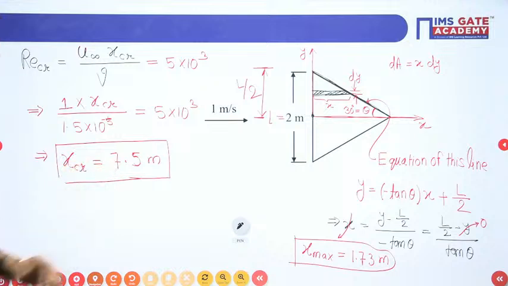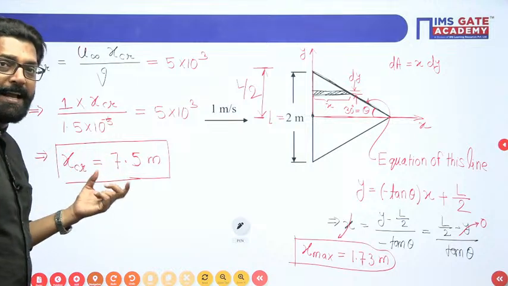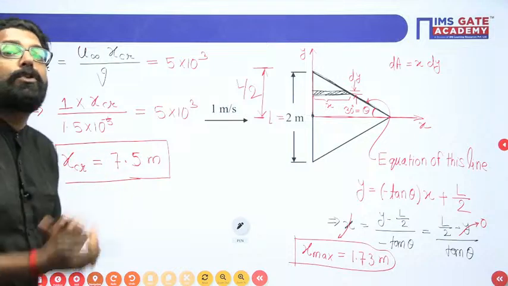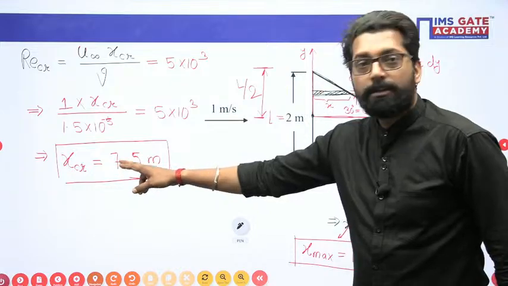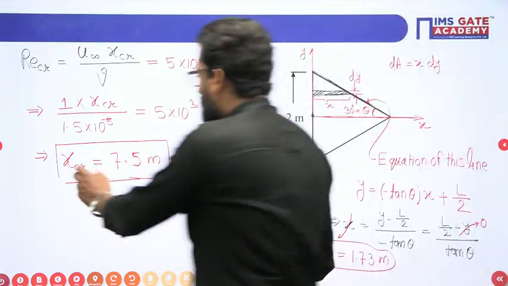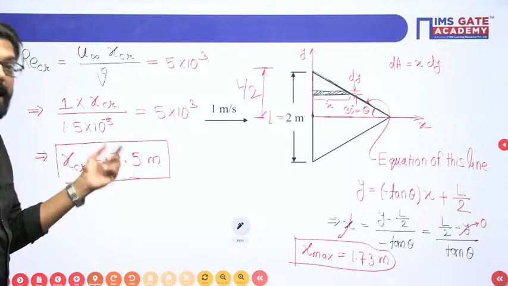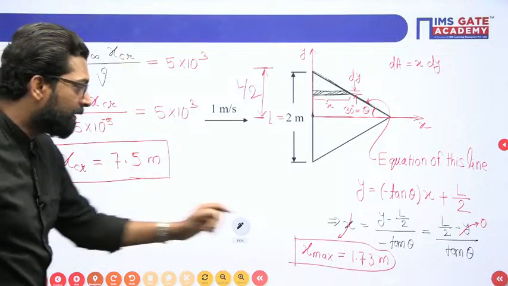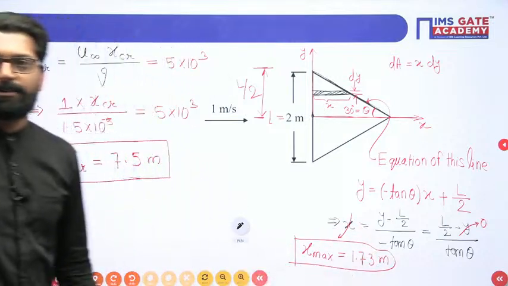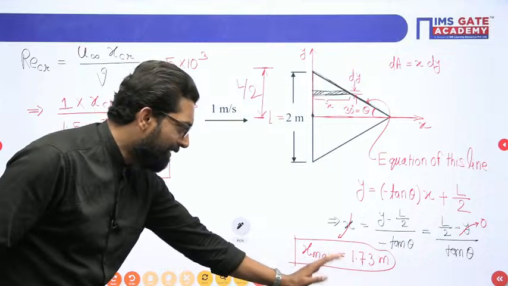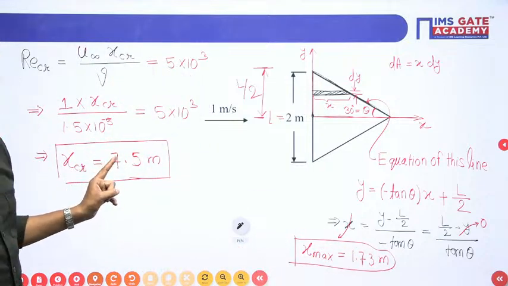What is the critical length? The critical length of the plate is the length up to which the flow is laminar. Above the critical length, the flow is turbulent. So what is the critical length here? 7.5. And what is the maximum length of the plate? 1.73. Yes, very good. The maximum length is below the critical length, so the flow is laminar.